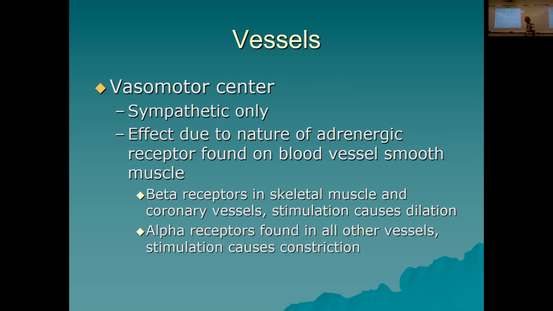Now it works. Then there's the vasomotor center. And vasomotor means controlling smooth muscle in blood vessels. And this is purely sympathetic. It's important to remember that blood vessels are innervated only by the sympathetic nervous system. That's it. So how constriction works is you stimulate the sympathetic nervous system.